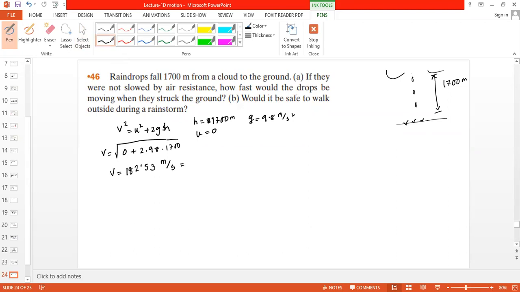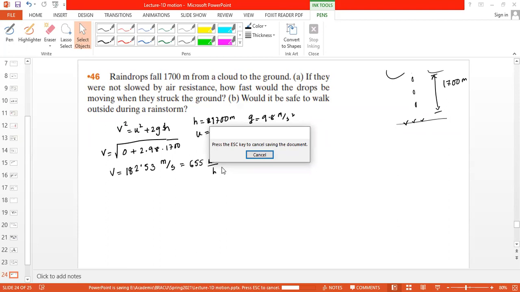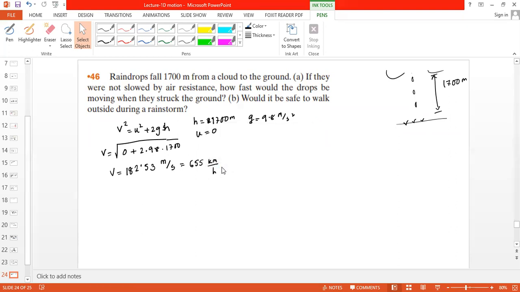No, I am making a mistake. It is 182 meter per second, right? Meter per second. It is 655 kilometer per hour. You see the speed of the raindrop. It is like a bullet. This speed is much higher than a plane.